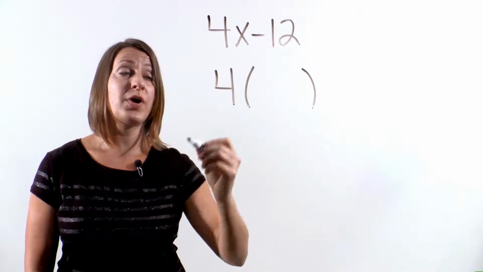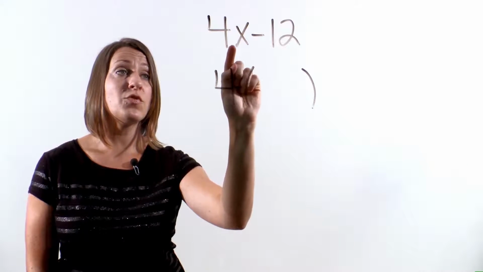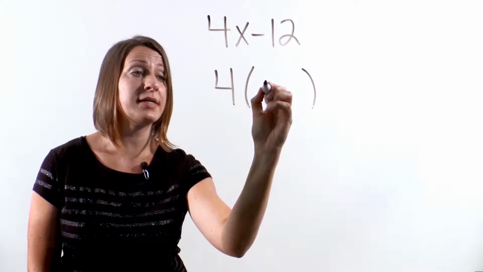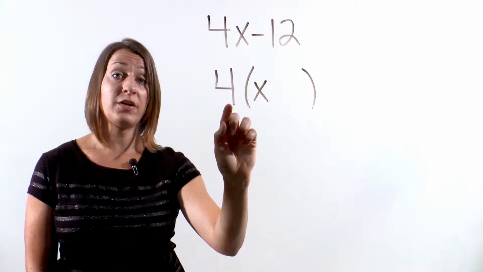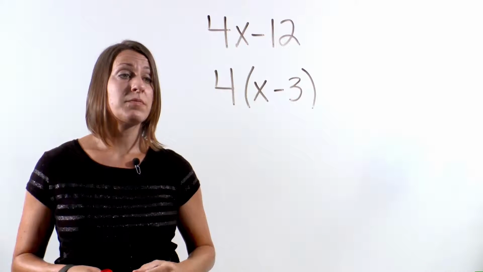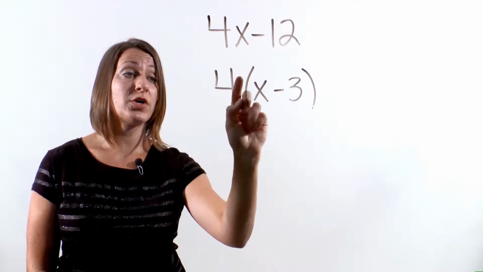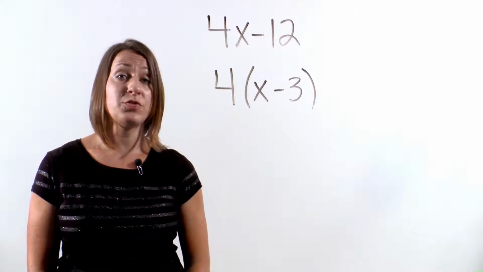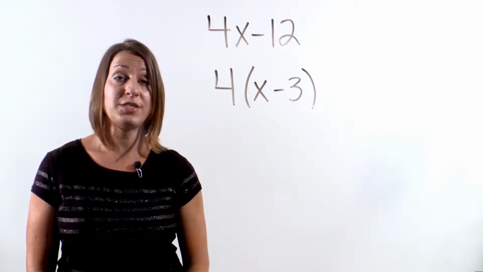We go back to our original problem and we do a quick division problem in our head. 4x, when you divide a 4 out, you're left with an x. Negative 12, when you divide 4 out, you're left with a negative 3. And you can check our answer by doing this multiplication problem. 4 times x is 4x. 4 times negative 3 is negative 12. So the answer to this problem is 4 times x minus 3.